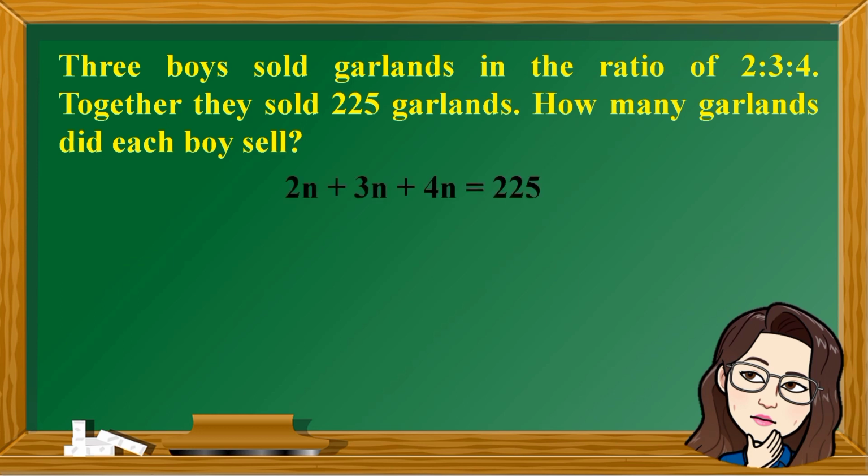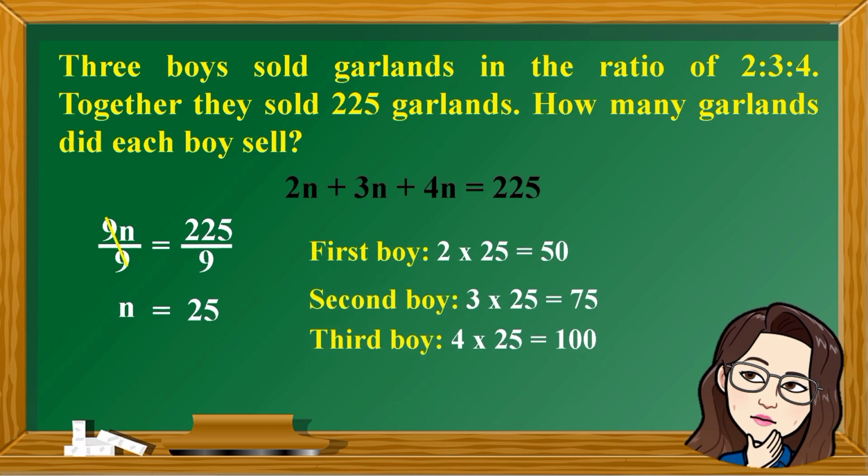2n plus 3n plus 4n is equal to 225. 2n plus 3n plus 4n is equal to 9n. So, 9n is equal to 225. Divide both sides by 9. 9n divided by 9 is n. 225 divided by 9 is 25. n is equal to 25.